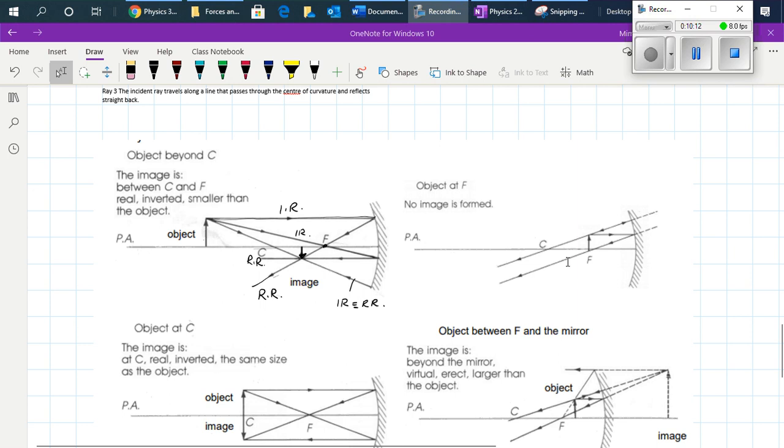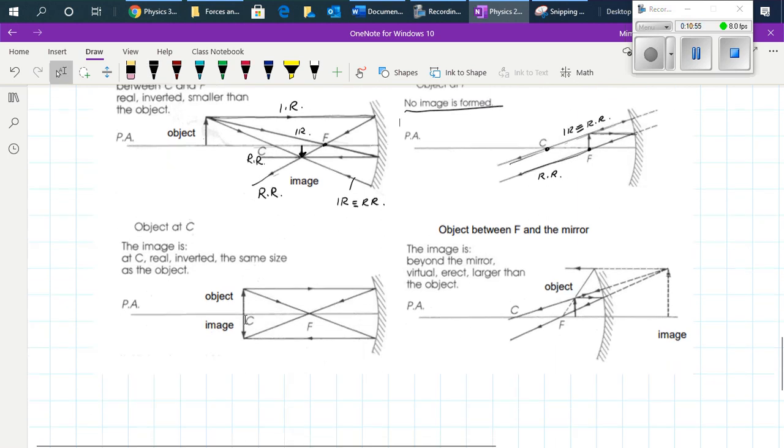However, when we have this situation here where the object is exactly at the focal point, then we apply the rules. We see that the incident ray parallel to the principal axis is reflected back passing through the focal point. And if it is passing through the center, then it is reflected back to the center. Those two lines are parallel to each other, so there is no image that is formed.